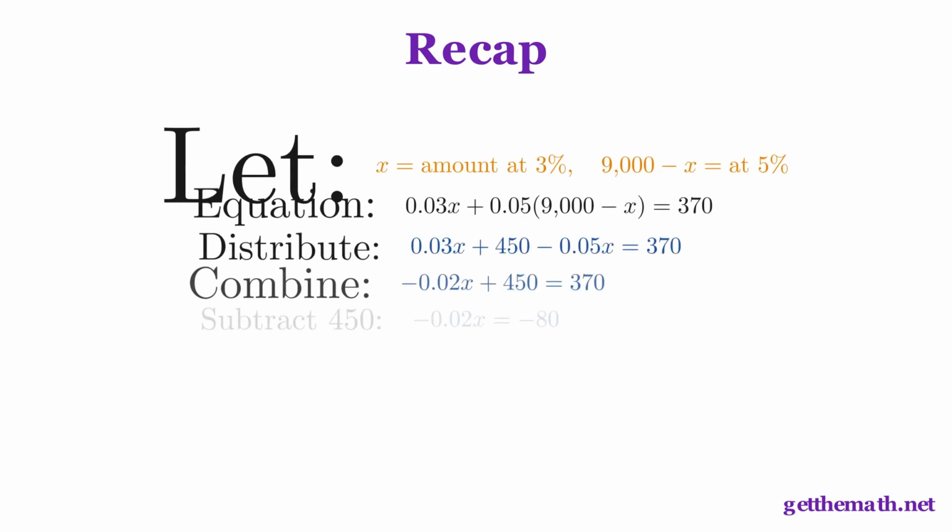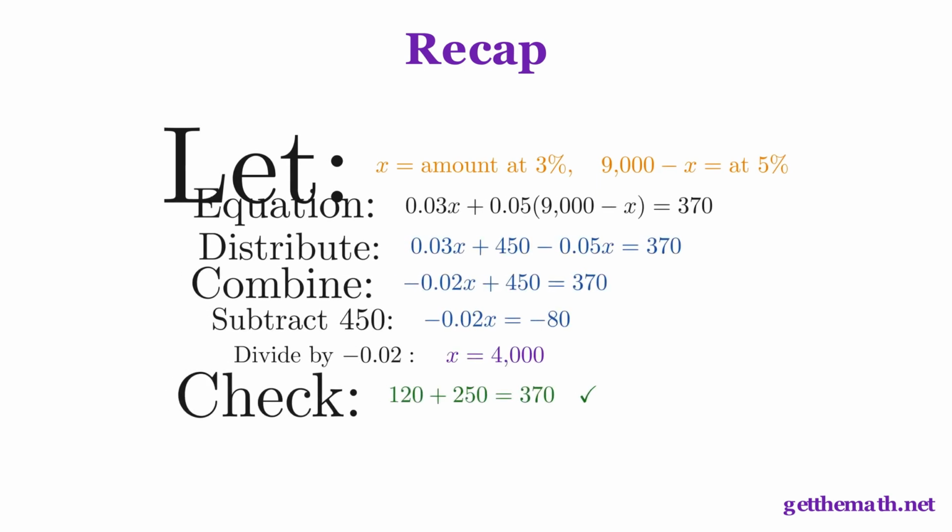Check. Jordan deposited $4,000 at 3% and $5,000 at 5%.